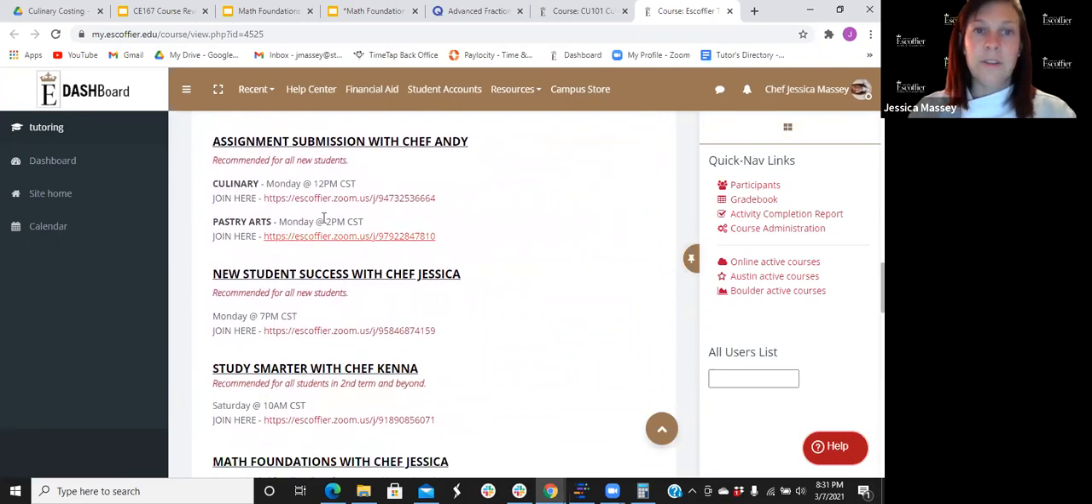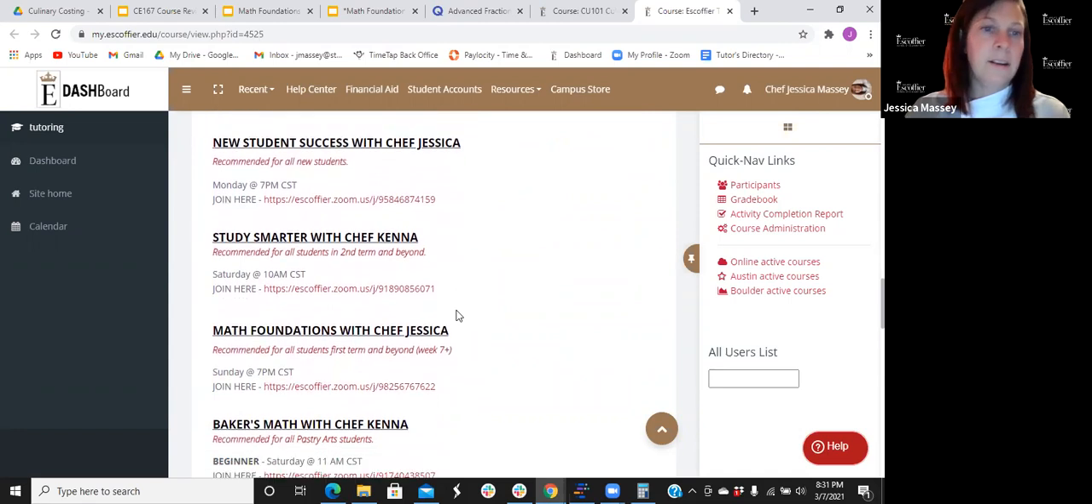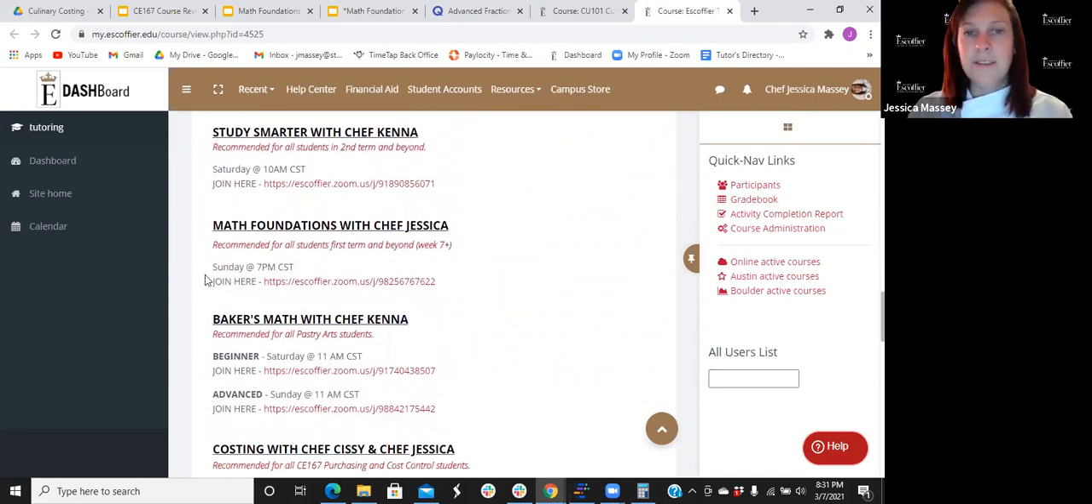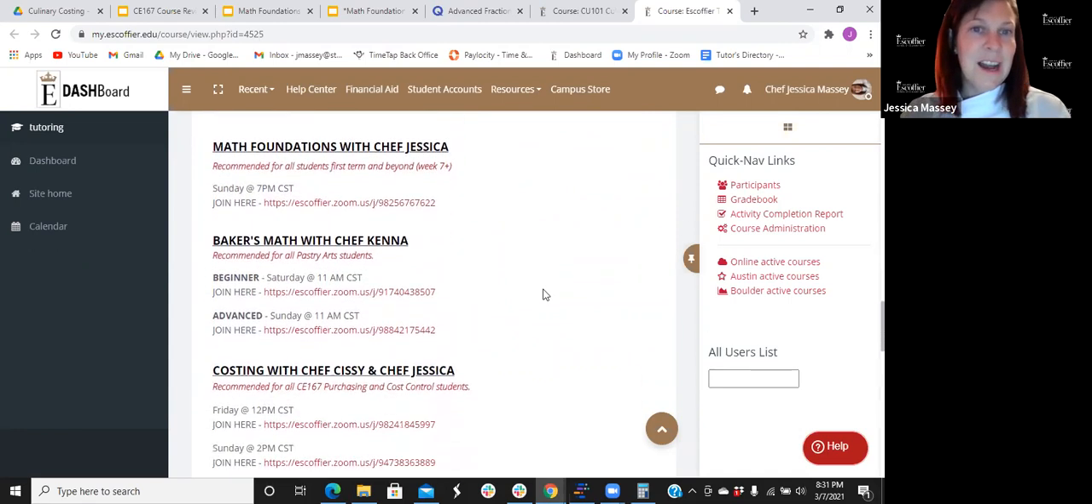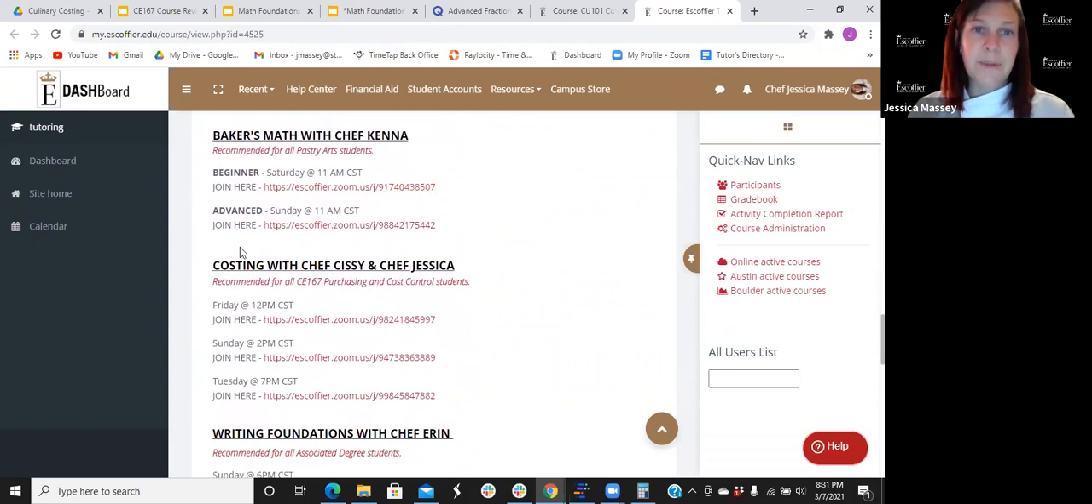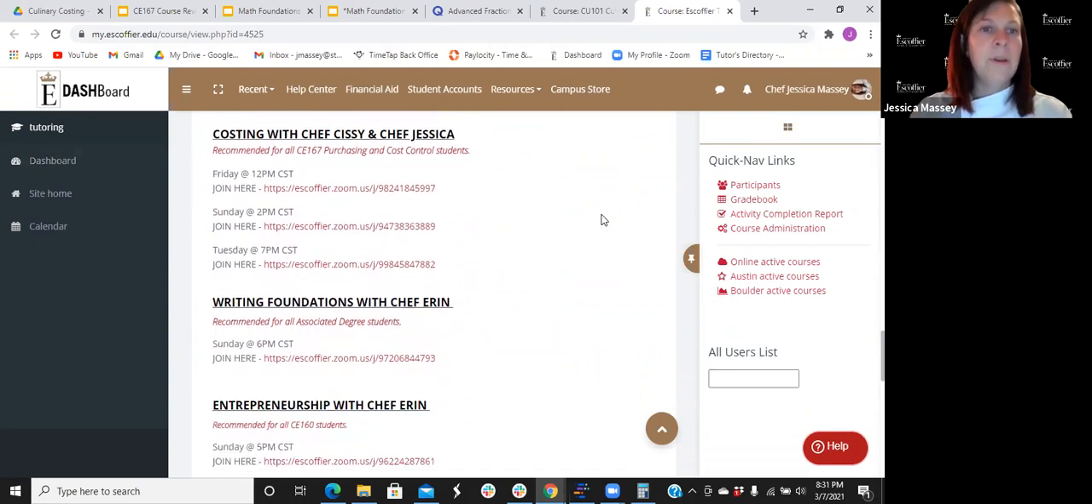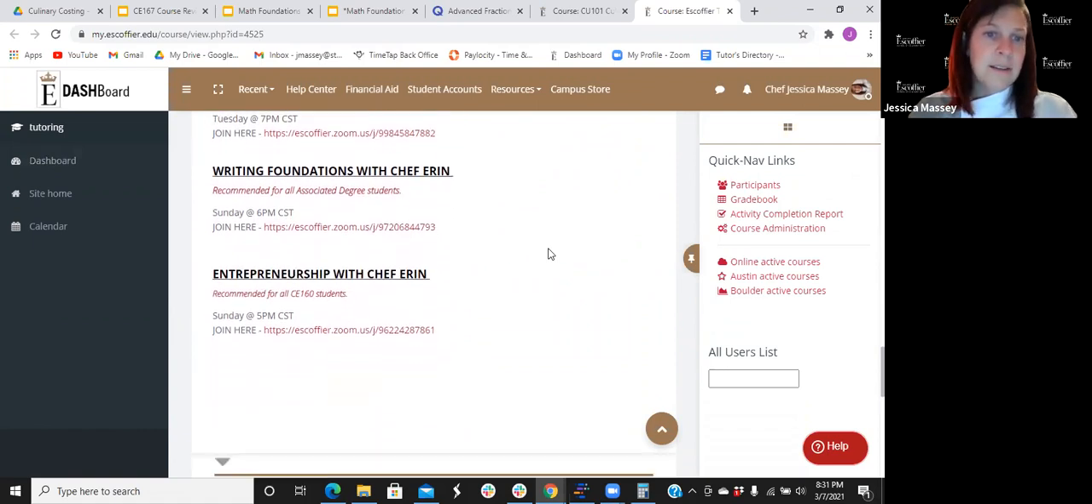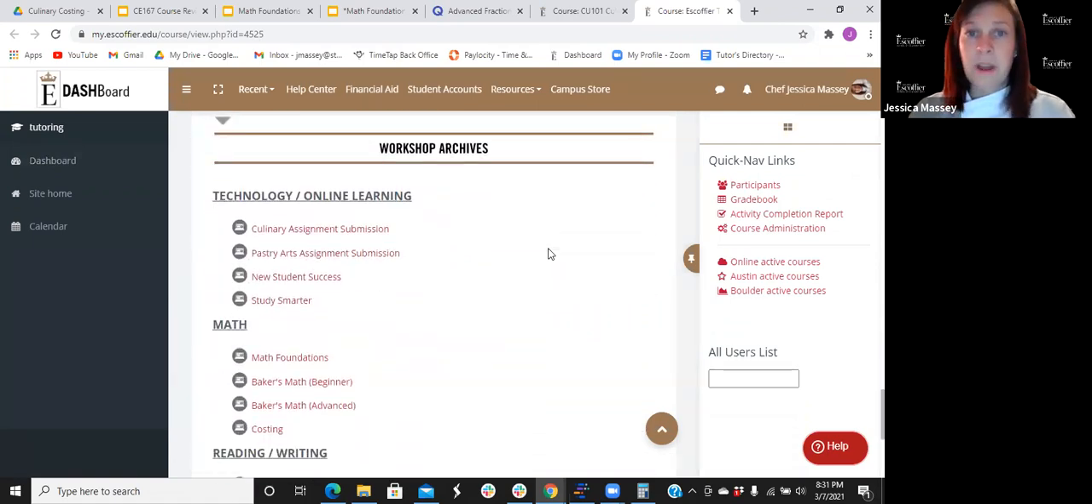And here are the Zoom links to join each of them and at what time and day they are. So Math Foundations, again, that's where you're at. Baker's Math, I know a few of you had questions there. This is where you can see Chef Kennedy, some Baker's Math help. If you're in costing, we have 3 different costing ones. And we record them all, we upload them all in the archive, so you can find them here. So if you need help with rounding, that's in last week's Math Foundations.